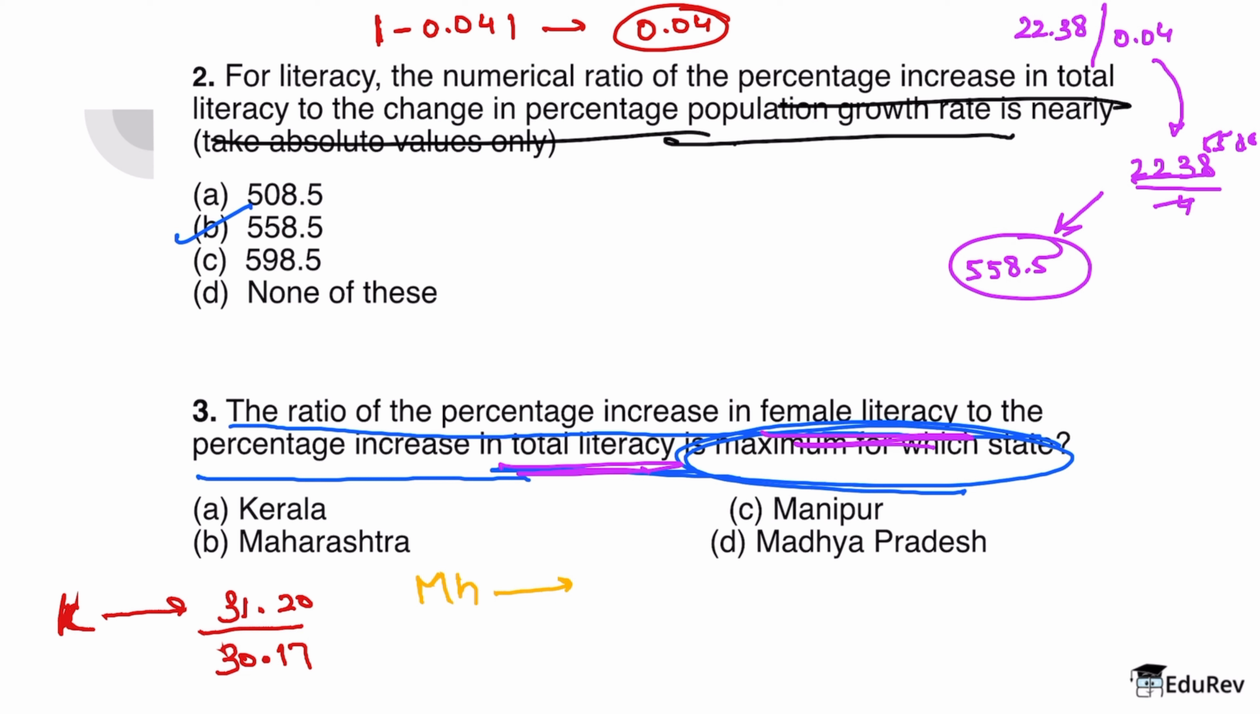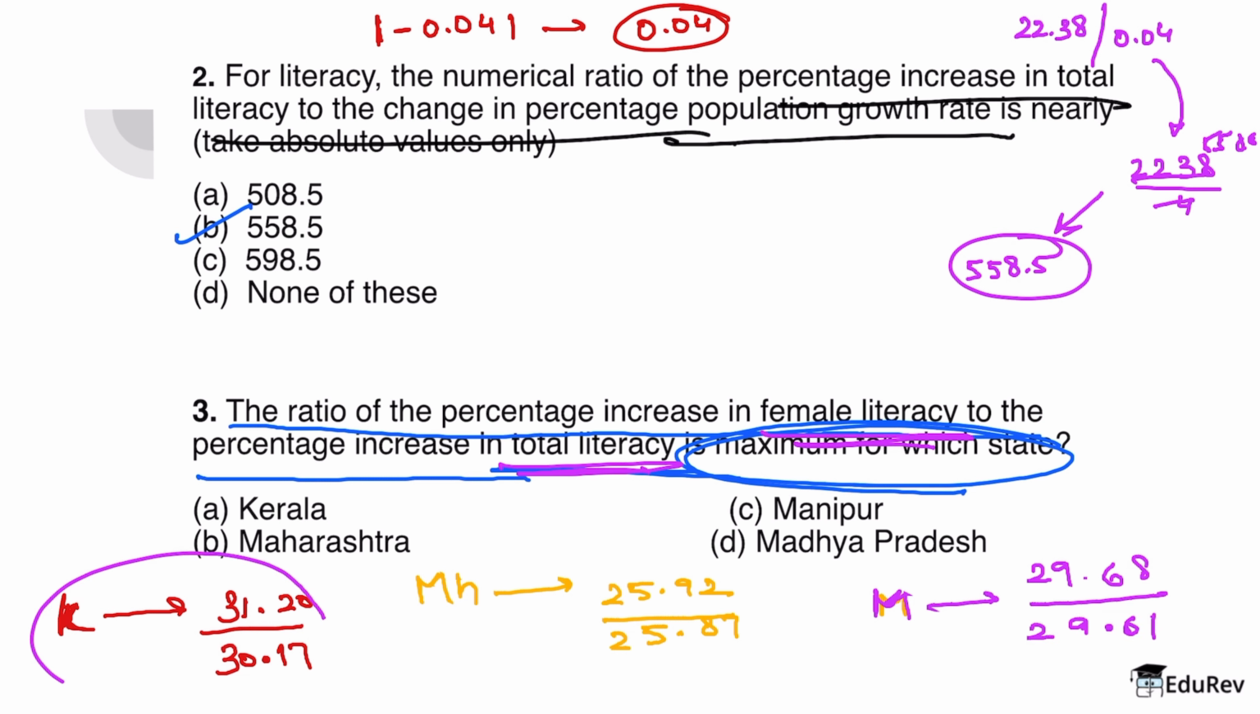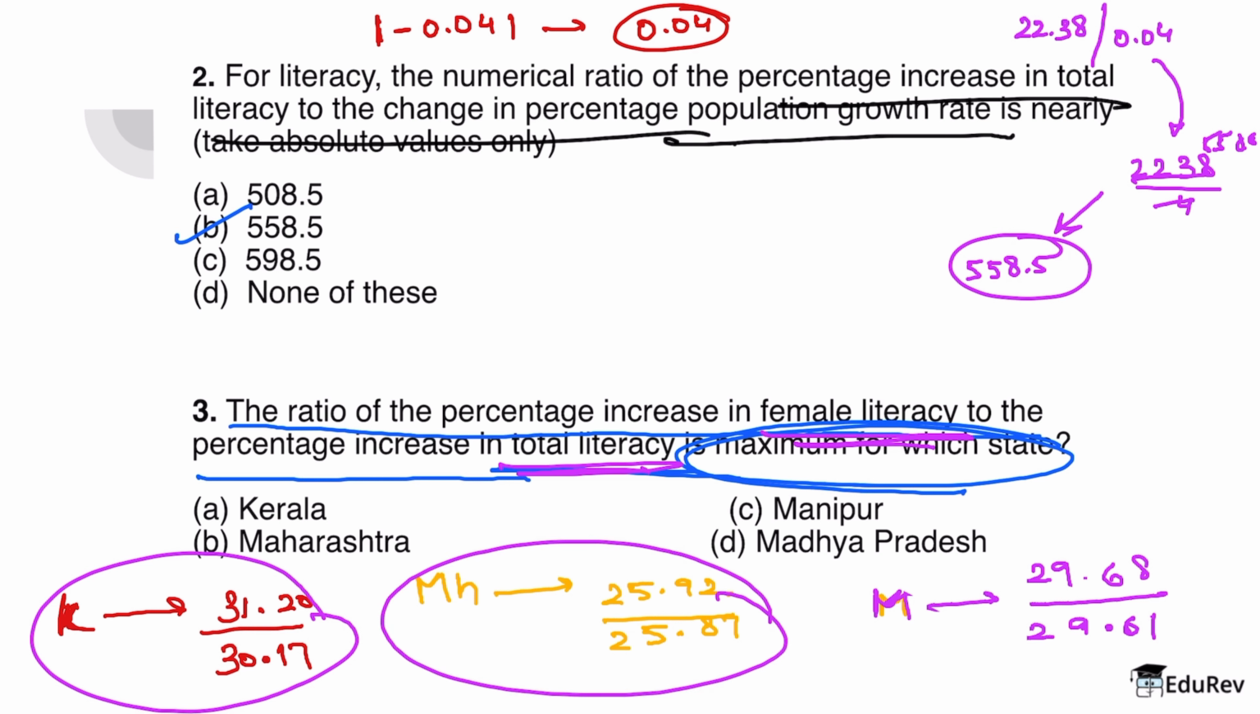For Maharashtra, it's going to be 25.92 upon 25.87. And for Manipur, I'm going to write M. So for Manipur, it is going to be 29.68 upon 29.61. So this is for your Kerala, this is for your Maharashtra, and this is for your Manipur.